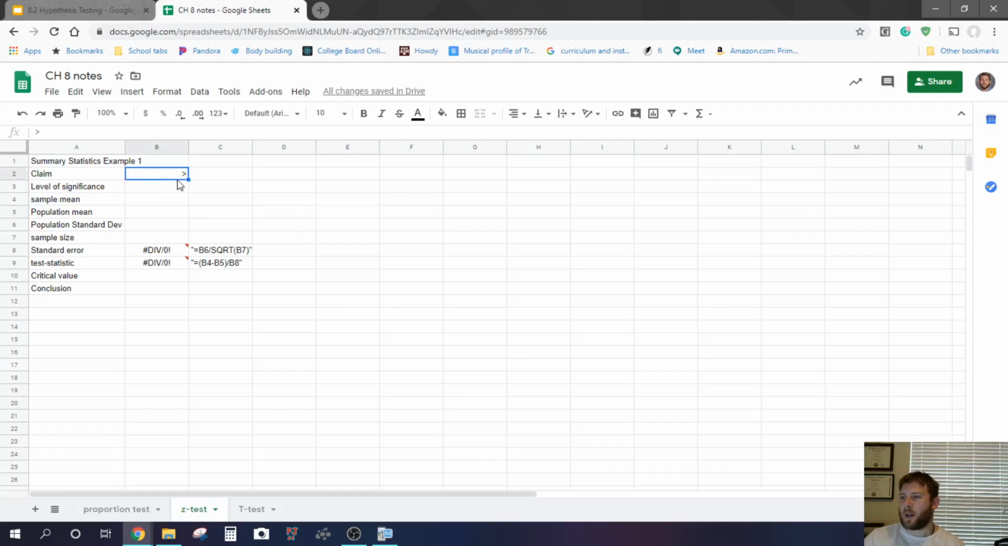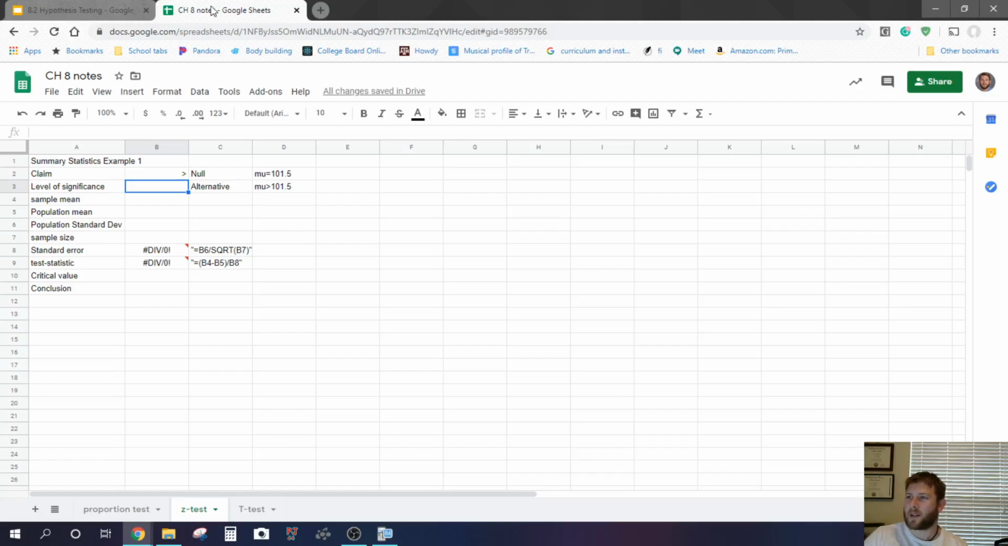So the claim here, I wrote down greater than. My null hypothesis would be that there is no difference, so mu is equal to 101.5. Alternatively, mu is greater than 101.5, because we're saying her population, her classes, is higher than the average. So you notice right here in my claim, I just put a greater than symbol.